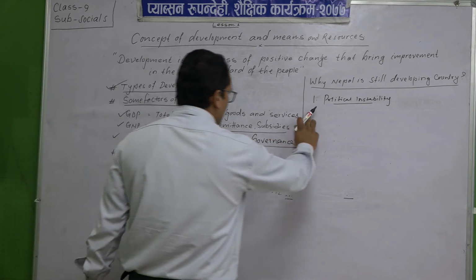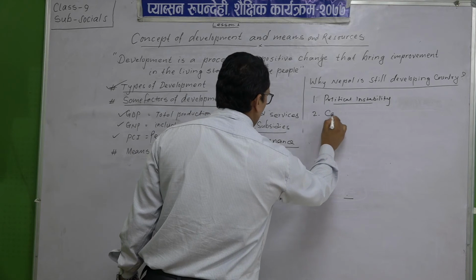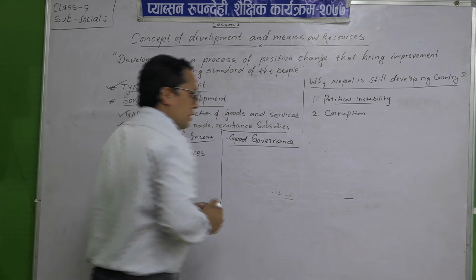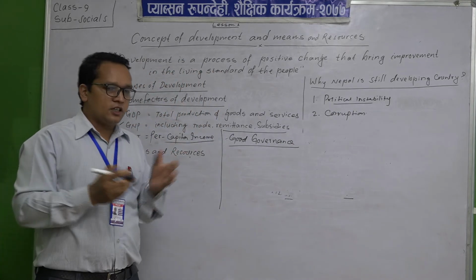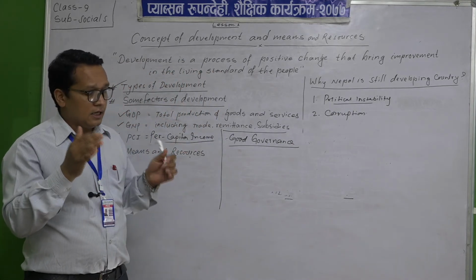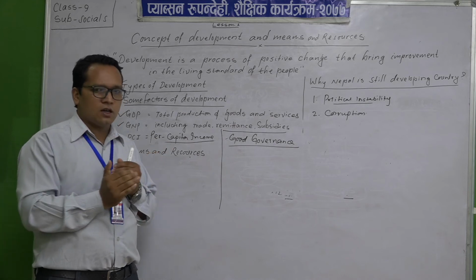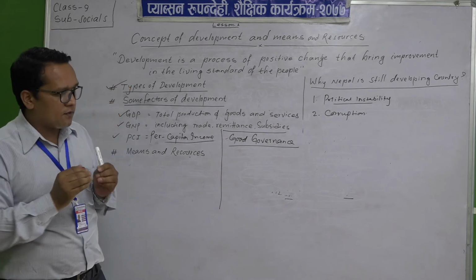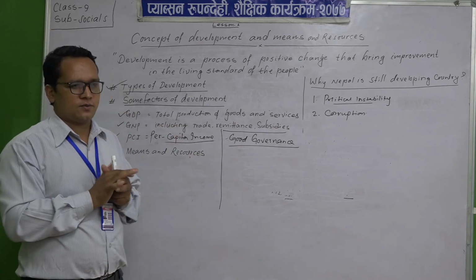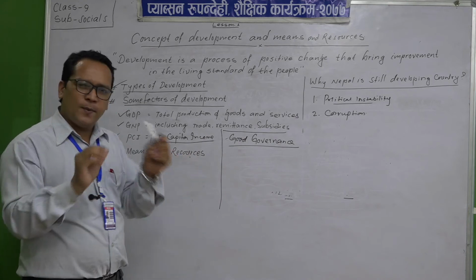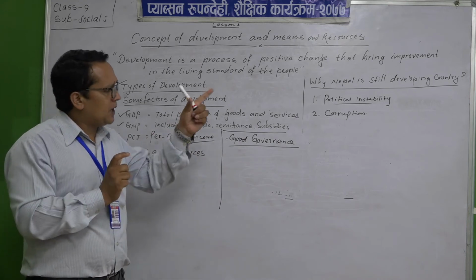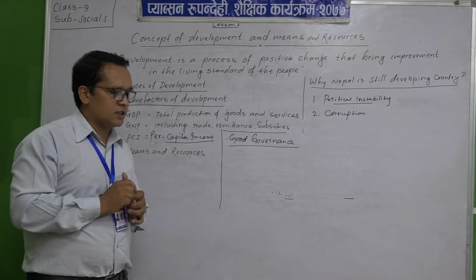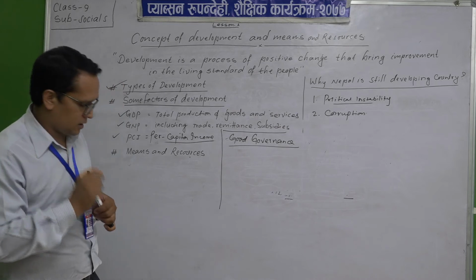Number 2, corruption. Every day we are listening to and getting news about corruption. That corruption starts from the individual, from local level government to central level government, and from authorities, everywhere. Deep rooted corruption, everywhere corruption, so Nepal is still a developing country. So another reason Nepal is still a developing country is corruption.